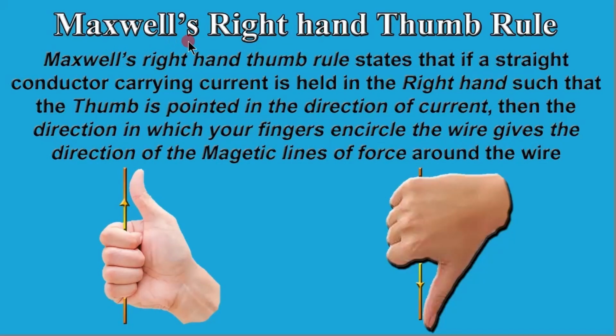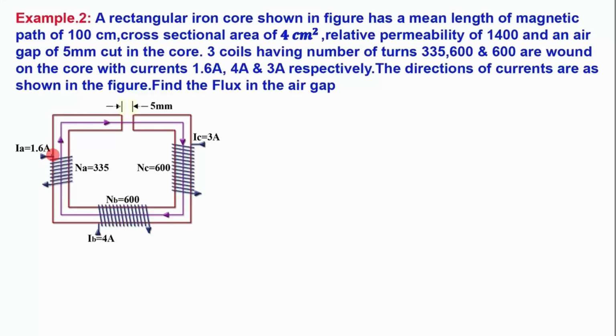We have studied in Maxwell's right hand thumb rule, the direction of the flux depends upon the direction of current. If it is upwards, it is clockwise, and if it is downwards, it is anti-clockwise. Similarly, here coils A and B make the flux flow in clockwise direction, while coil C makes it in anti-clockwise direction. The result is that the total flux will be the sum of flux developed by these two coils minus the flux developed by this coil.